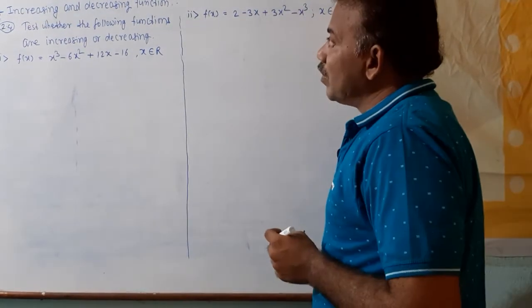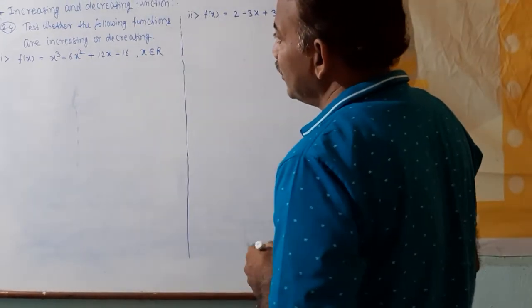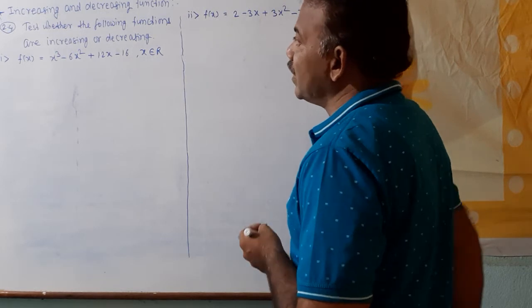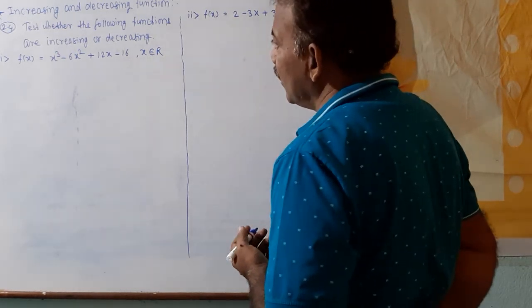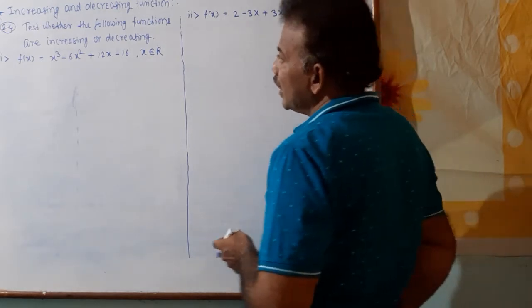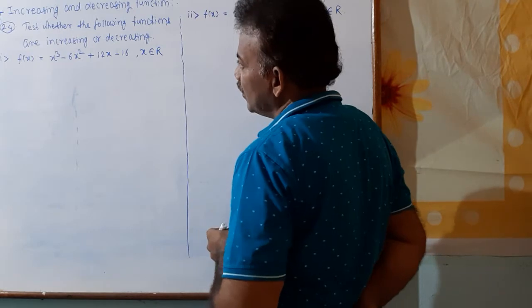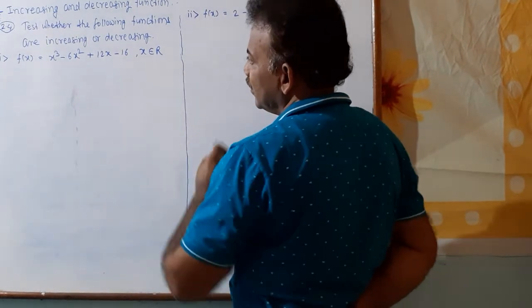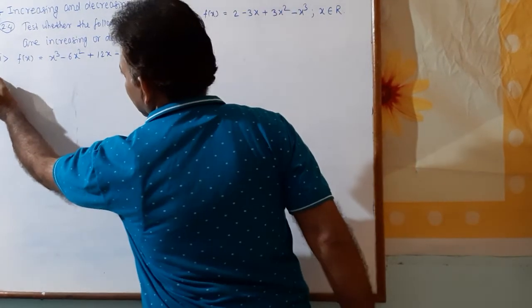Now we solve some problems on the article increasing and decreasing function. So first problem, test whether the following functions are increasing or decreasing. We have to check whether the given function is increasing or decreasing. We know the definition, if the function is increasing, we must get f dash x greater than or equal to 0. If the function is decreasing, we must get f dash x less than or equal to 0, right? So see here the solution.